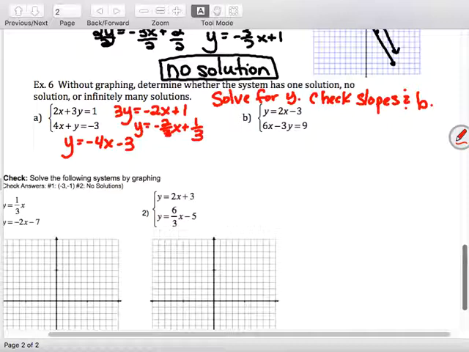All right, letter A, did you guys get different slopes? So what does that mean? How many solutions? One, okay?